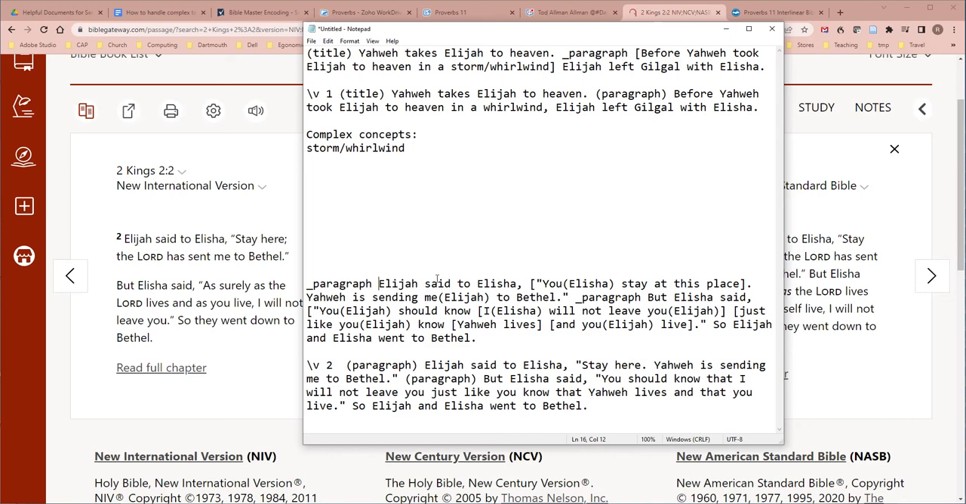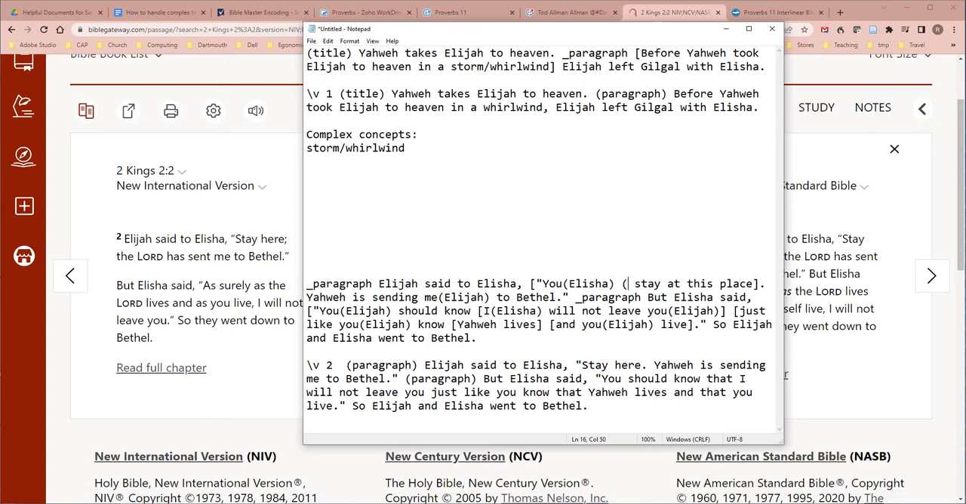So how do we write this in the phase one? We have some specialized notation. Elijah said to Elisha, well, so far that's okay. Here's where we get into the specialized notation. When we start a quote, we start it with a bracket, left bracket, and then we put the quote symbol. So, you know, in English, we don't need the brackets. And then he says, instead of stay here, we have to put the subject. Oh, and I messed up.